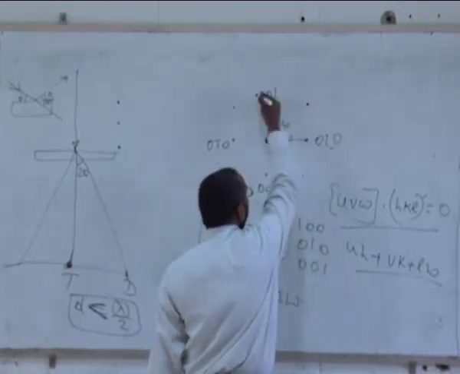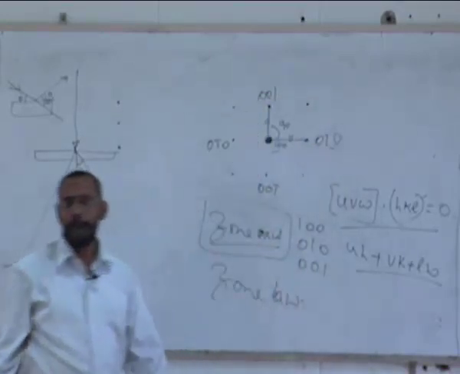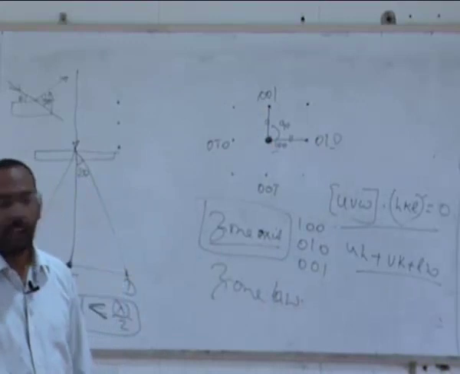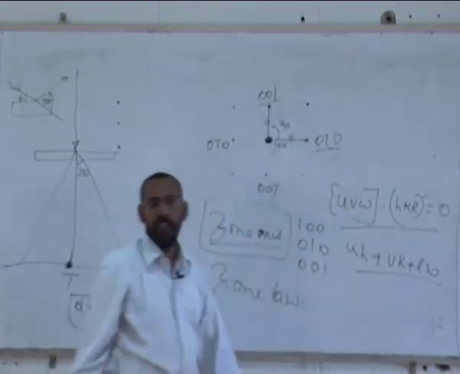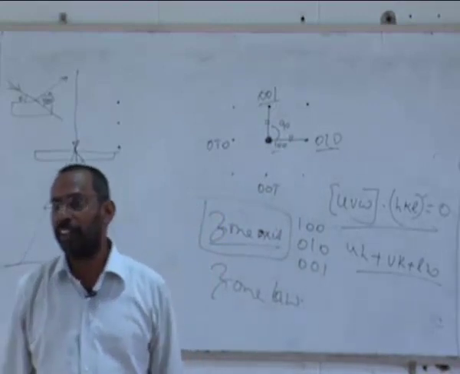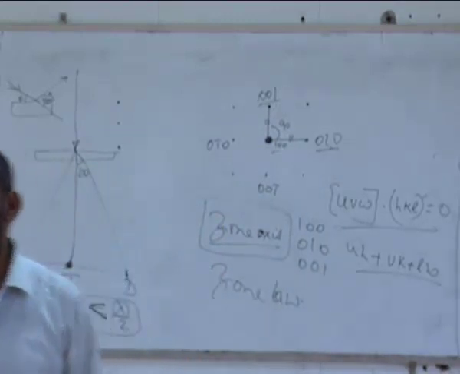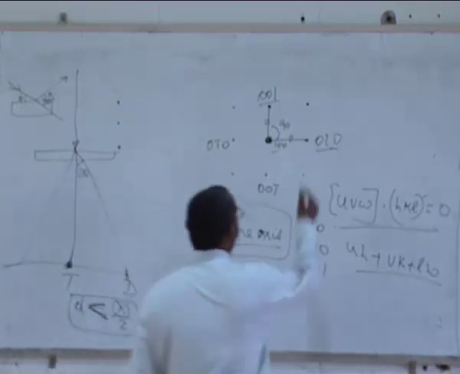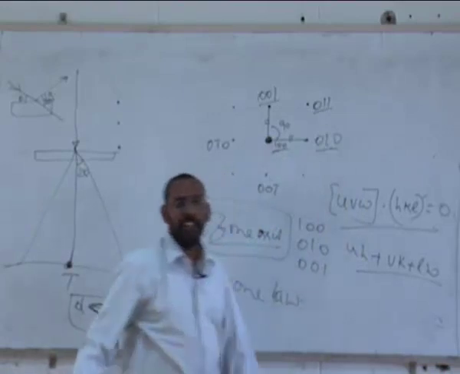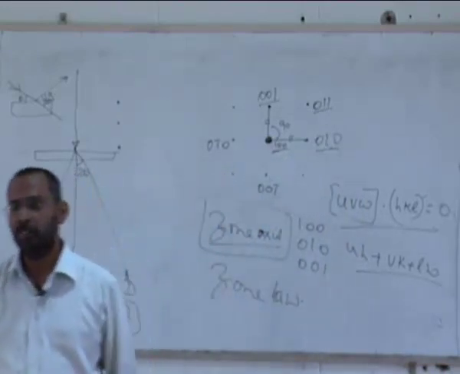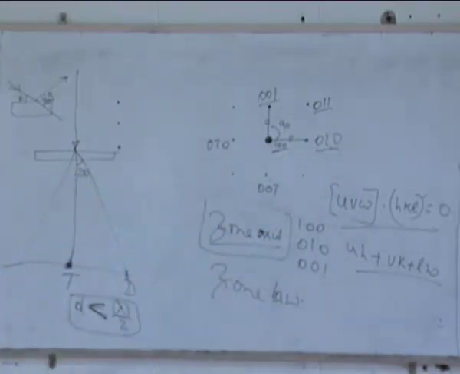And what about this? This is a vector addition of these two, like a resultant of two vectors. And what will be that thing? 0 1 1. And can I say this and this again, dot product is 0? No? Yes or no?